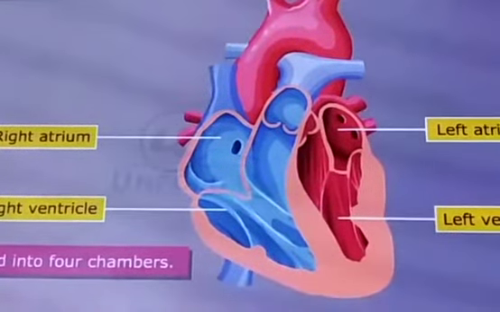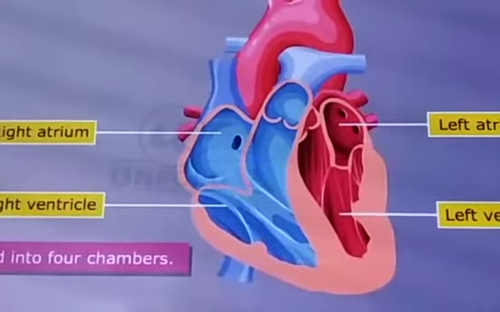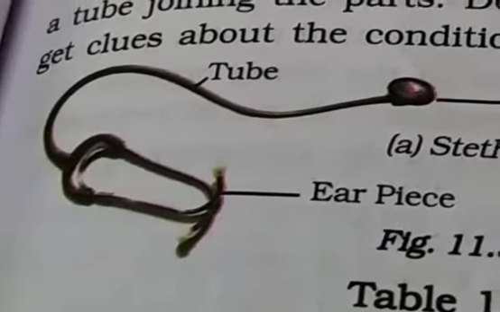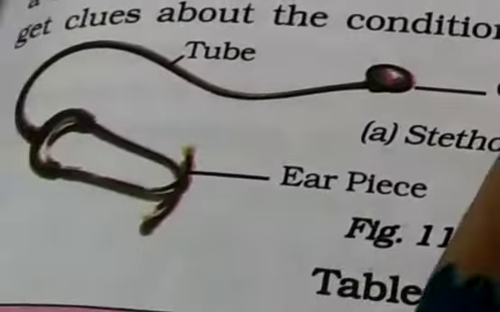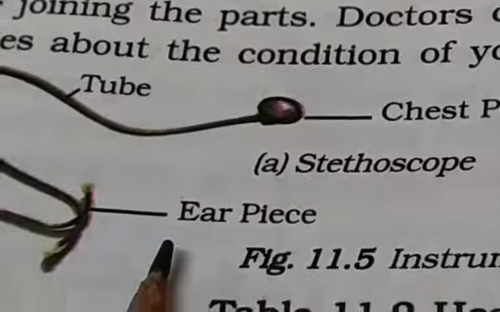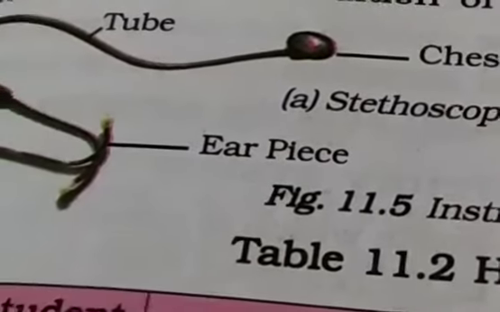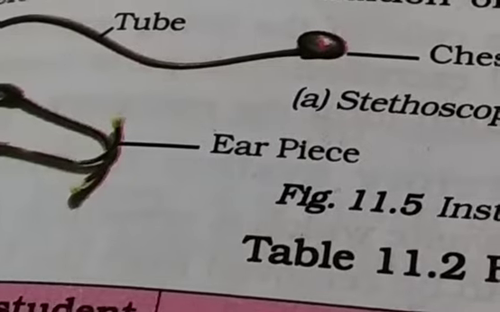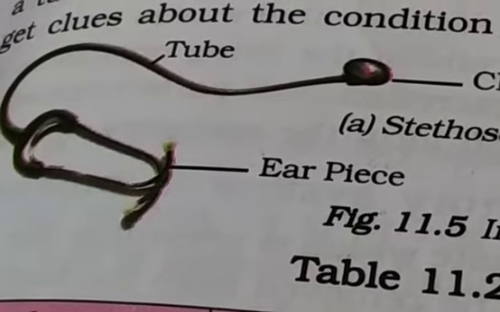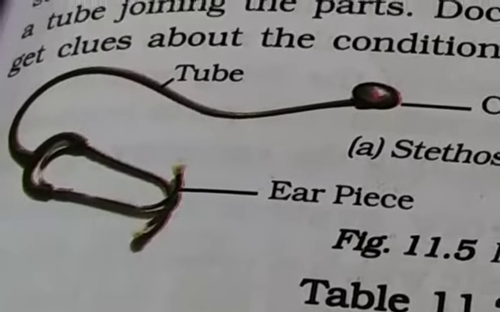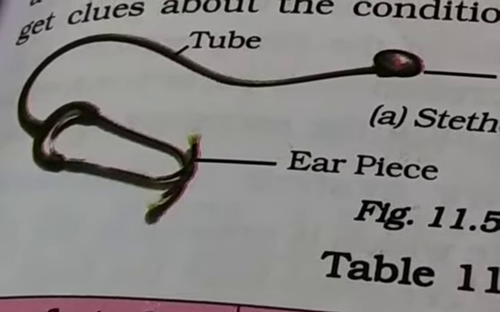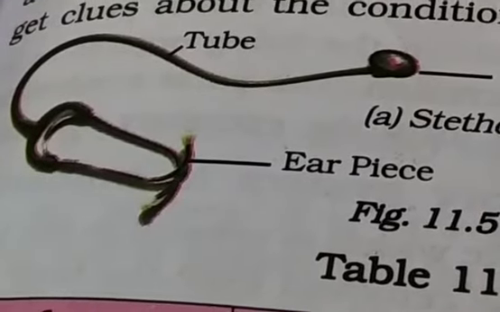The doctor feels your heartbeat with the help of an instrument called a stethoscope. You can see the picture of the stethoscope. You have really seen it, right? This part is kept on the chest, the chest piece, and this is kept in the doctor's ear, the earpiece. A doctor uses a stethoscope as a device to amplify the sound of the heartbeat. It increases the sound. It consists of a chest piece that carries a sensitive diaphragm, two ear pieces and a tube joining the parts.